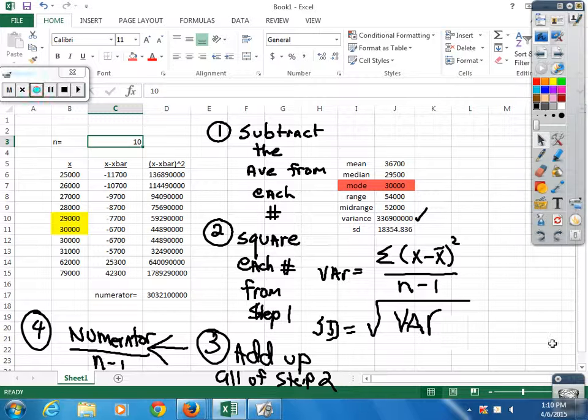Okay, I just have one question. On step 1, what you're doing is like 25,000 minus 36,700, right? So it's not 36,700 minus 21,000. No, it's not that. It's x minus x bar. X is the number that you have in this column, and you subtract the mean from each one. So the first ones are going to be negative, then it's going to go into the positives.